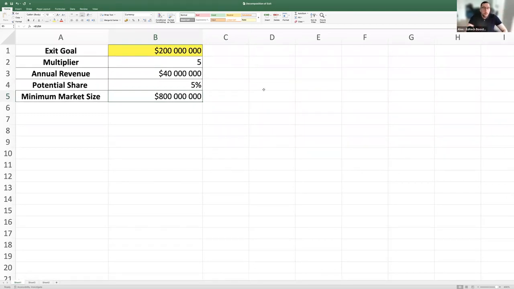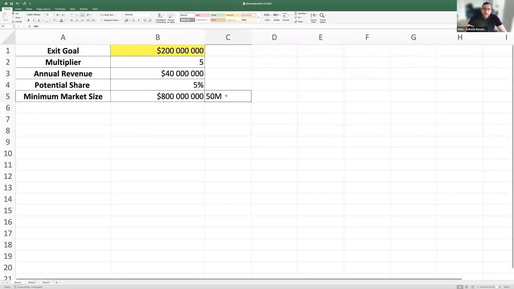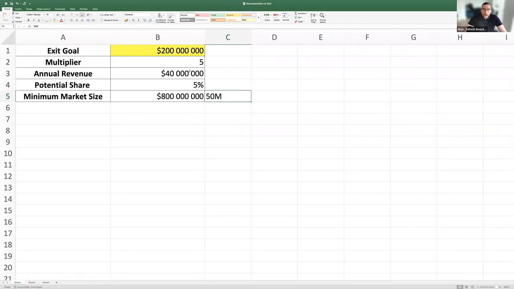Let's do another example. If you want to sell your startup for 200 million, you have 5 multipliers, which is average for the space. And your market size, you need to have 800 million, but your market size is 100 million or 50 million. Let's say your real market size is only 50 million dollars. So what to do in this case? In this case, there is no way that you're going to sell your startup for 200 million. No way. And you need to understand that that is why exits are not happening in little markets.